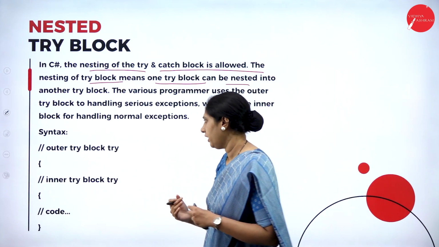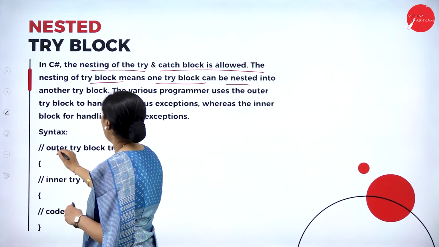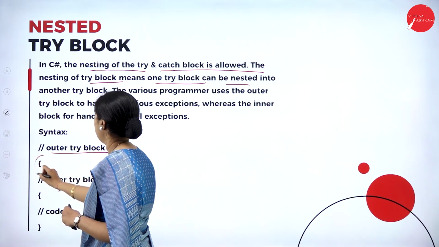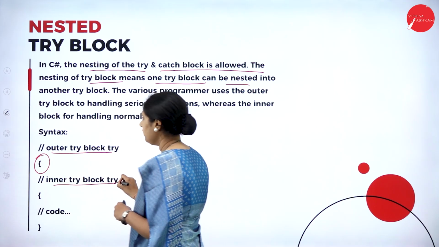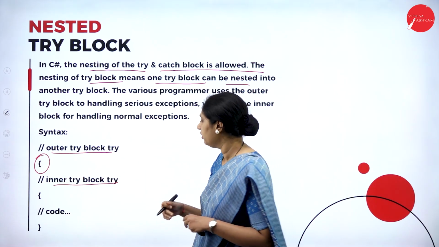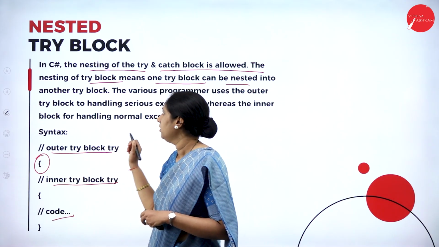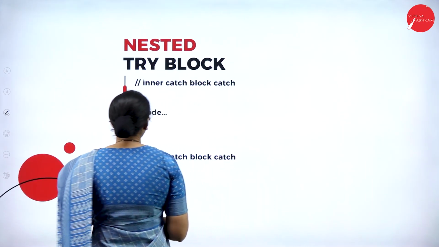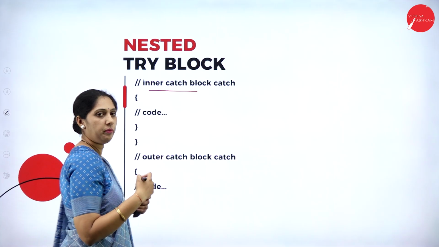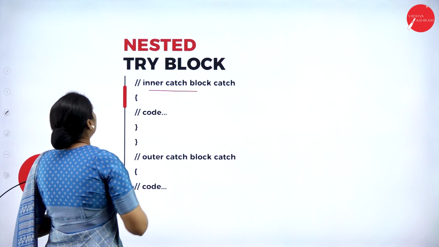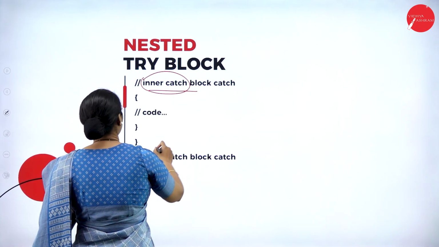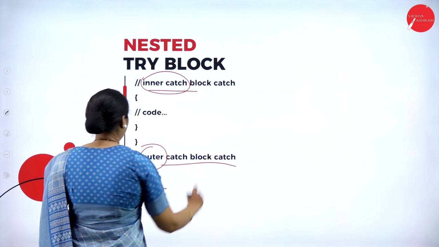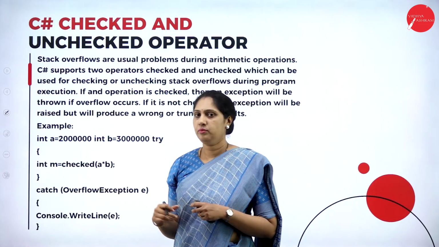Then what is the syntax? See, this is the outer try block. It is open. One more try block is there, which is the inner try block, and again the code. That is what nesting of try block is. And the catch block is also nested. That is, the inner catch block is there, then the outer catch block is there.